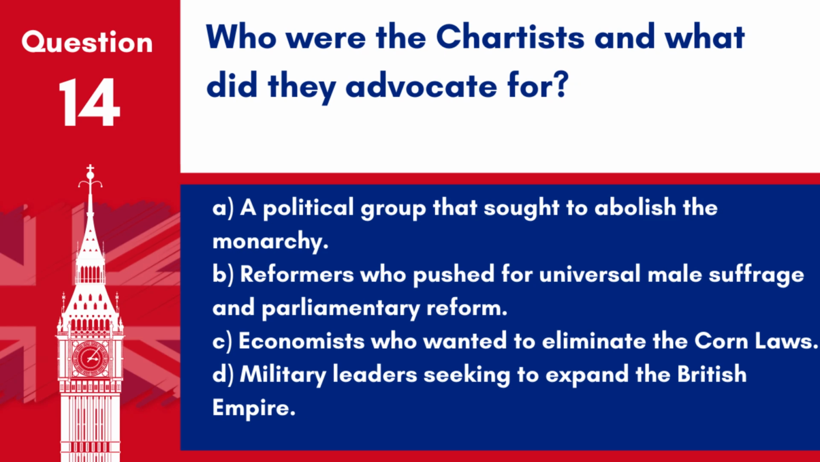Question 14. Who were the Chartists and what did they advocate for? A. A political group that sought to abolish the monarchy. B. Reformers who pushed for universal male suffrage and parliamentary reform. C. Economists who wanted to eliminate the Corn Laws. D. Military leaders seeking to expand the British Empire. Answer: B. Reformers who pushed for universal male suffrage and parliamentary reform. The Chartists were a working-class movement in the 19th century that sought significant electoral reforms.